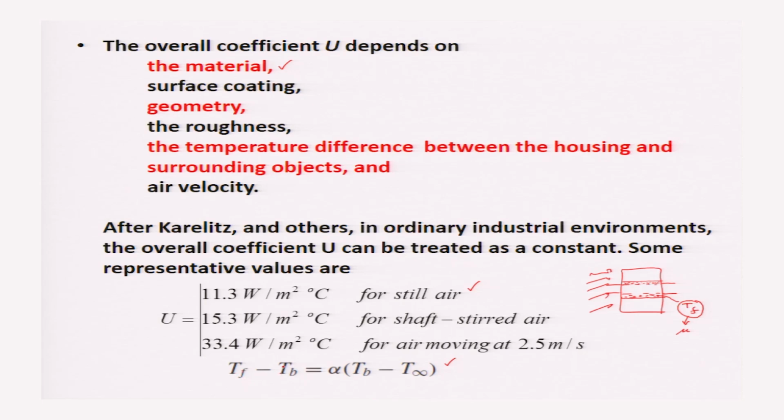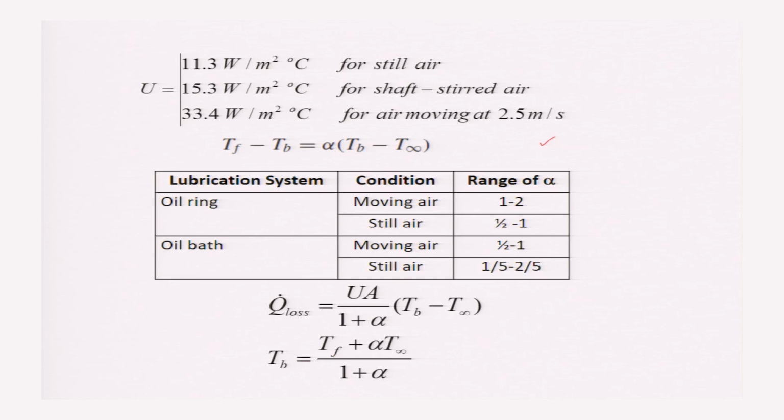So, Tf minus Tb, the bearing surface temperature, may be given as a constant multiplied by Tb minus T infinity. So, these two can be related with a factor alpha, where alpha is given by this table depending on the different lubrication systems.